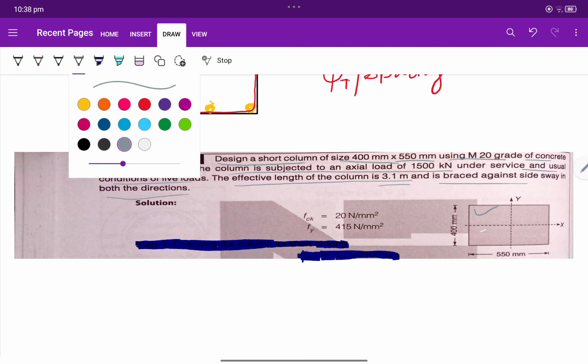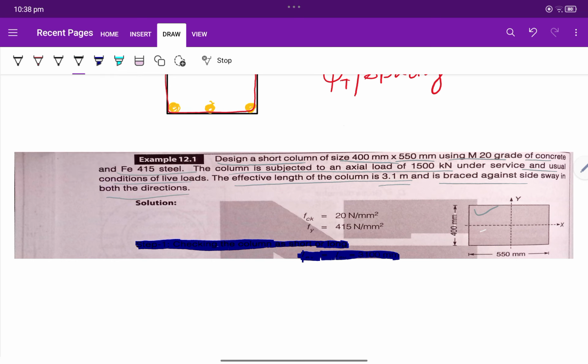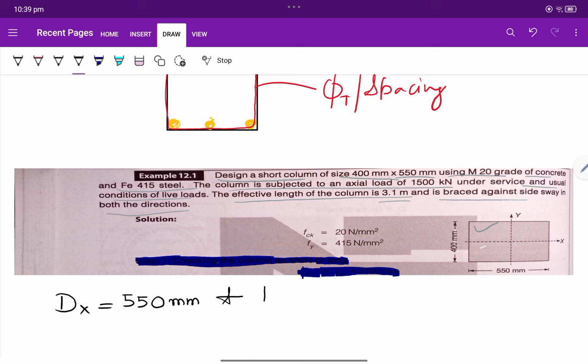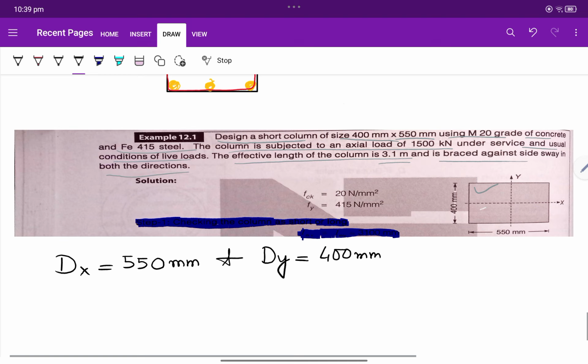Now we will see what are the steps involved in this design. First, we will write the given things. The dimensions are given: in the x direction, dx is given as 550 mm, and dy is given as 400 mm. We are taking the dimensions like this, but you can take different ones also.